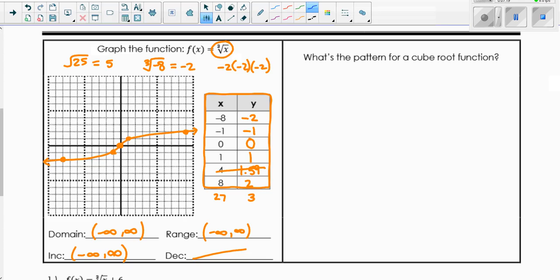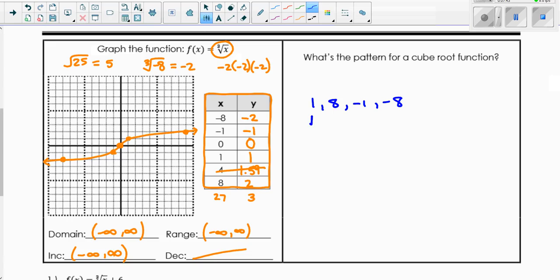Okay. So what's the pattern for a cube root function? Yesterday was what do I want to take the square root of to get nice numbers? This one is what do I want to take the cube root of to get nice numbers? Well, I want to take the cube root of 1. I want to take the cube root of 8. And then in terms of negatives, I want to take the cube root of -1. And I want to take the cube root of -8.